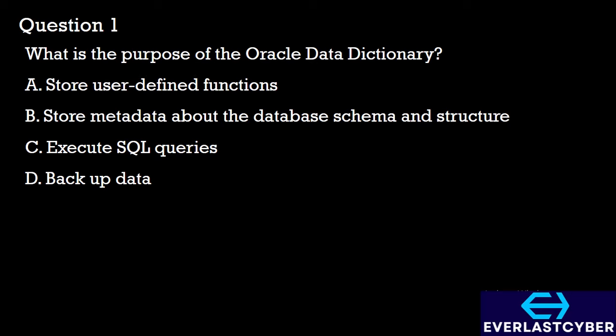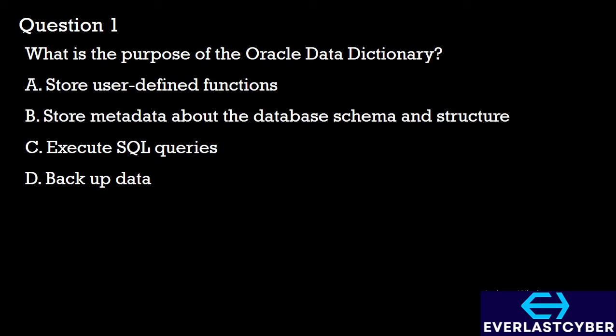data dictionary itself. In option B, the Oracle Data Dictionary is a collection of tables and views that stores metadata about the database. So the metadata includes information about database objects like tables, columns, indexes, users, roles, constraints, and privileges. It is essential for managing and querying the database because it provides details about the structure and organization of the data. Looking at option C, the data dictionary does not execute SQL queries.